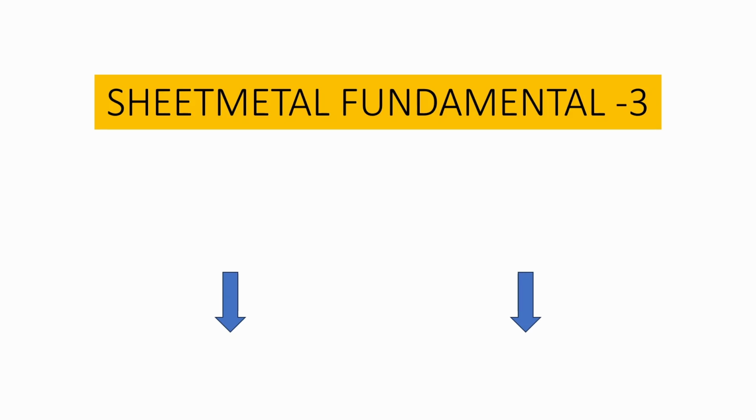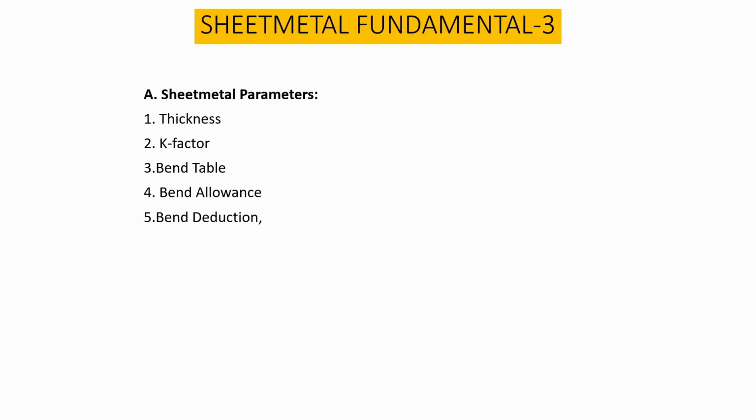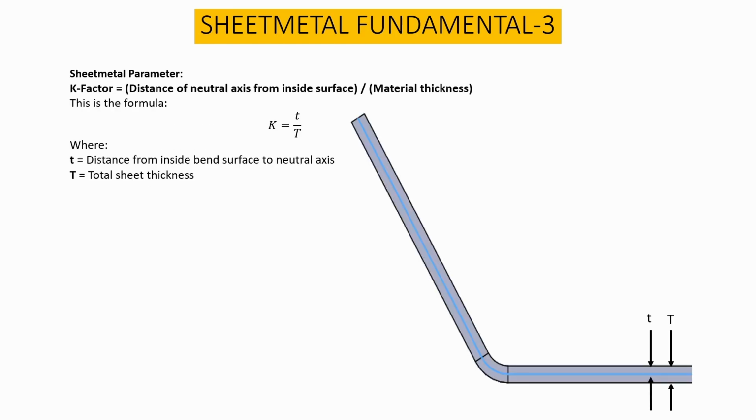This is part 3 of the video series, and in this video I will be going through the following topics. These are sheet metal parameters. First one is the thickness, second one is the K factor, third one is the bend table, and fourth is bend allowance as well as bend deductions.